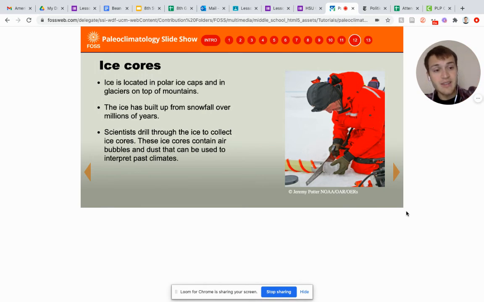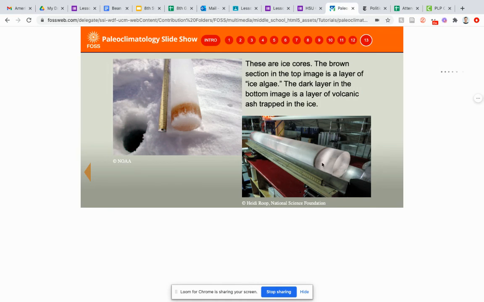So if we can drill down into the ice and pull out a long tube of ice, we can see different layers that correspond to different times in Earth's past. And they can give us some really good clues as to what was going on in the past. These things are called ice cores. And you can see this one right here actually has a really dark layer. That's because there was a lot of volcanic ash in the atmosphere when this formed. So a volcano had just erupted, spewing all this ash into the atmosphere, and that got trapped in the ice.